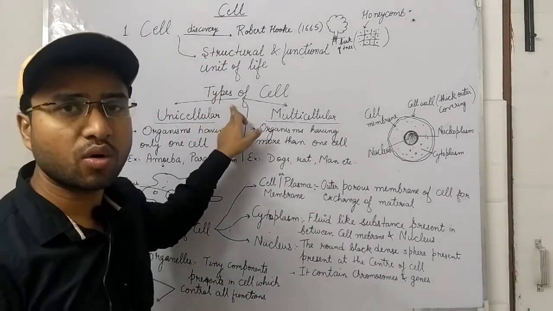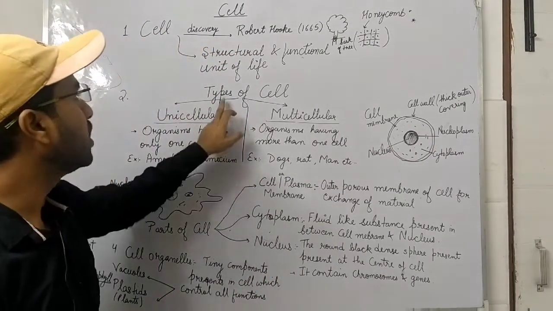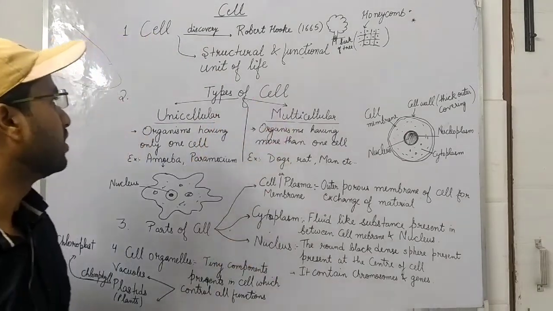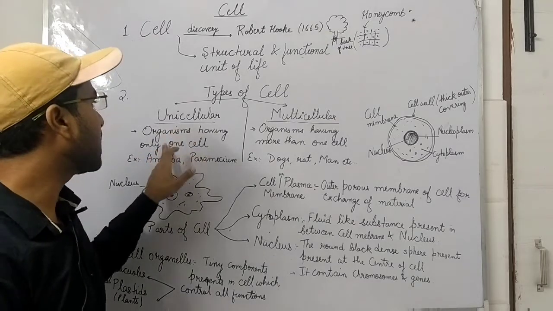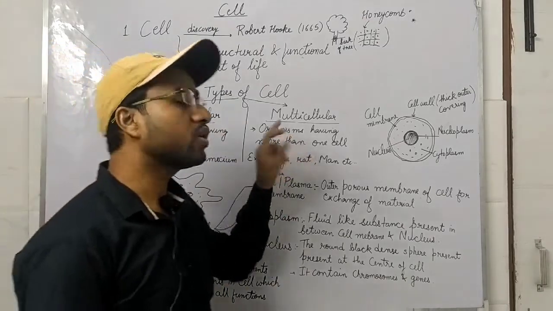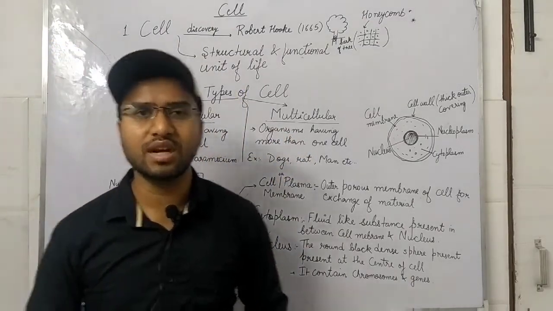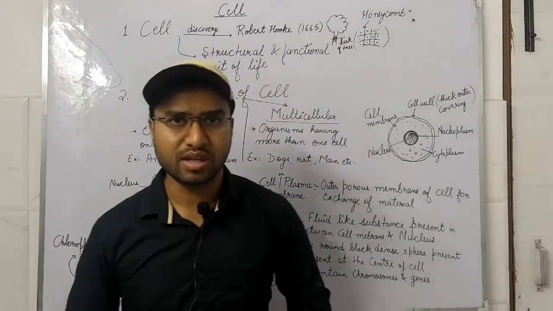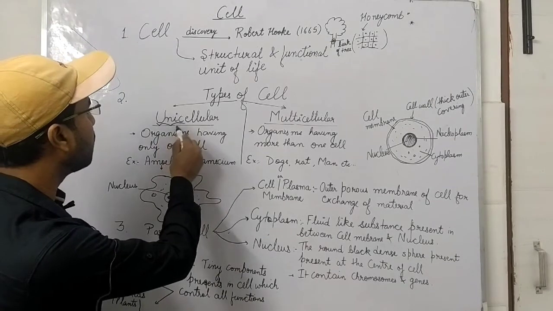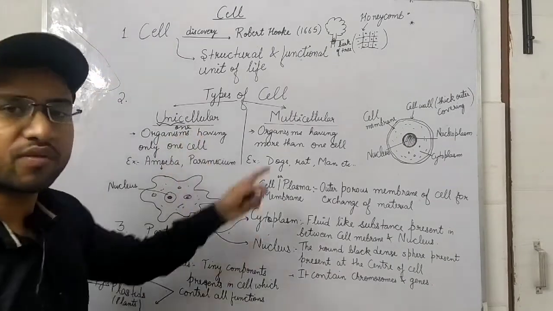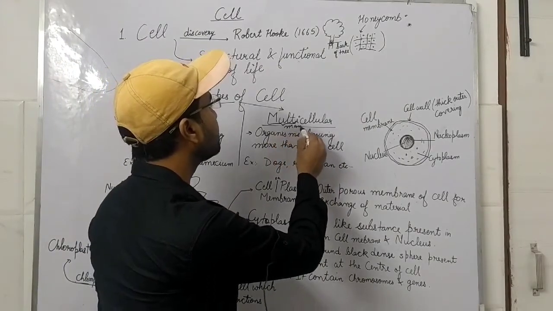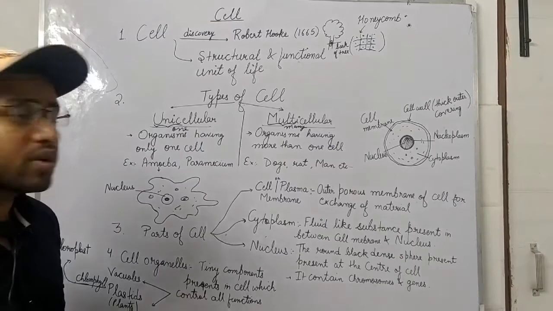Now basically based on number of cells, there are two types of cell, unicellular and multicellular. Now the organism which have only one cell, they are called unicellular organism, and organisms that have more than one cell, they are called multicellular organism, right? The word uni itself means what? One, right? And the word multi itself means what? It means many, right?